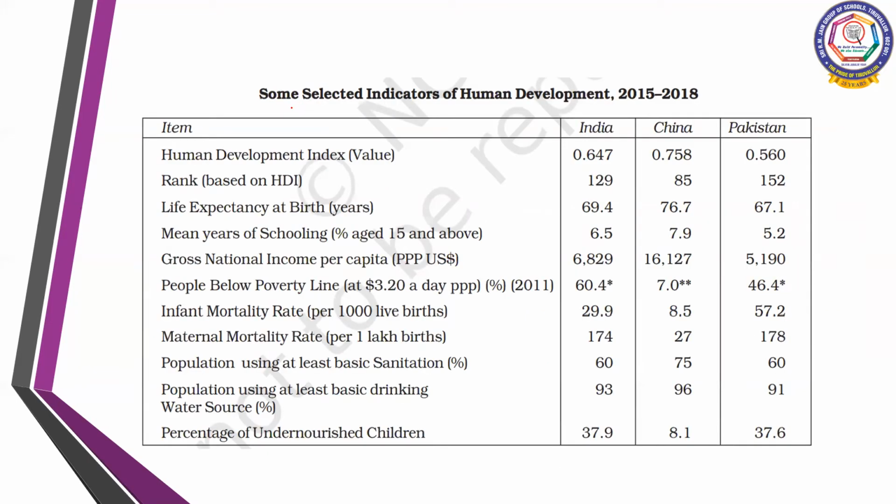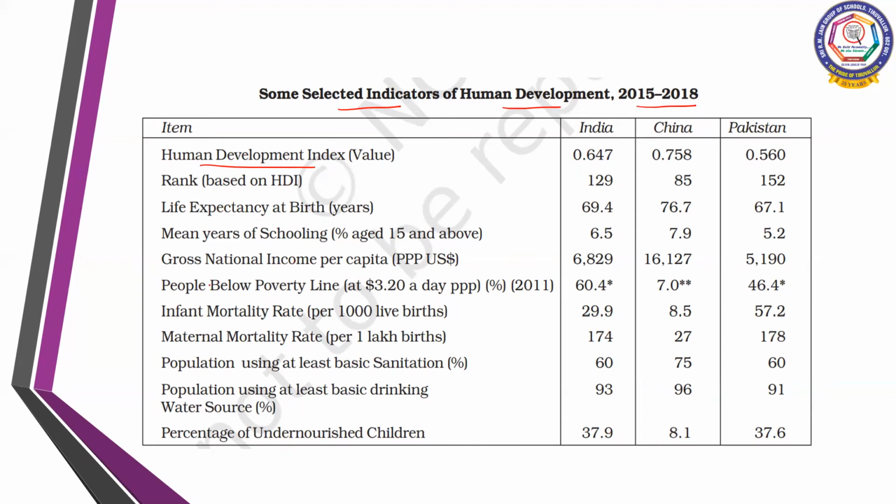Let us now discuss the selected indicators of human development between 2015 and 2018. Human Development Index indicates quality of life of people and is based on the GDP per capita, health and education indicators. Let us see how India, China and Pakistan have performed in the indicators of Human Development Index. This table shows that China is ahead of India and Pakistan.